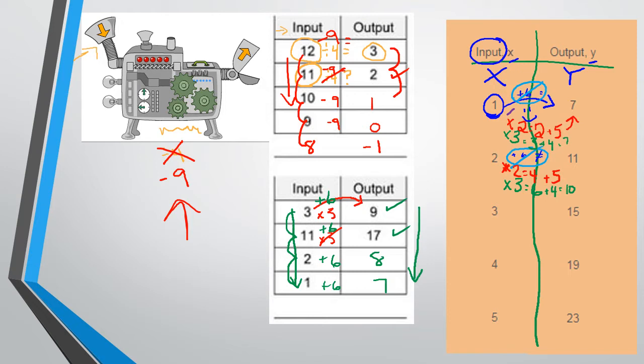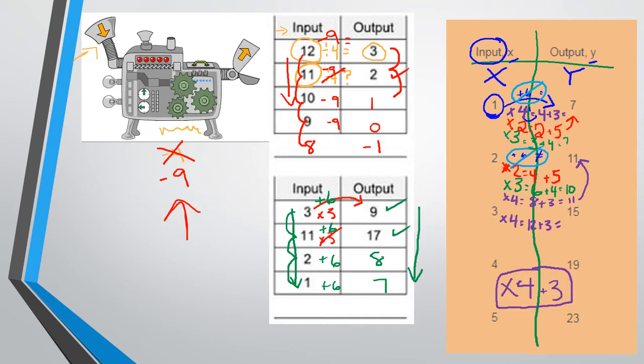Okay, let's try again. Maybe they times by 4. 1 times 4 is 4, plus 3 is 7. Let's try that here. 2 times 4 is 8, plus 3 is 11. Okay, I think we're on to something. Let's try it with the next one just to make sure. 3 times 4 is 12, and add 3 is 15. So the magic rule for this yellow box is multiply by 4 and add 3.